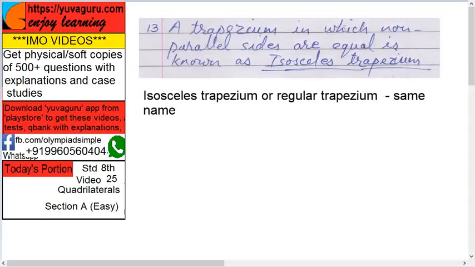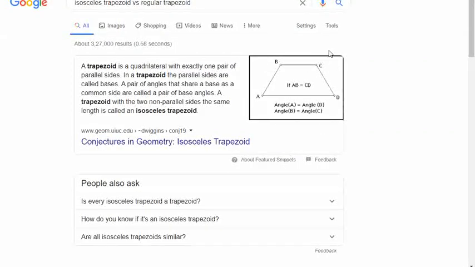A trapezium in which non-parallel sides are equal is known as isosceles trapezium or regular trapezium. Any one name can be given in the exam, both are same. See, this is an isosceles trapezium or regular trapezium. One pair of sides is parallel and those non-parallel sides are equal.